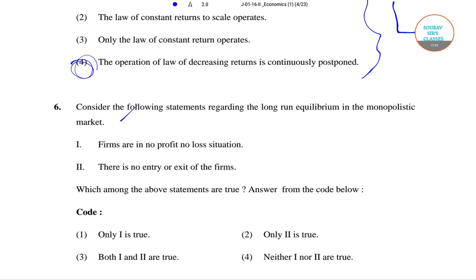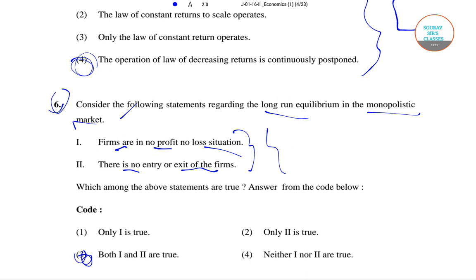Same, take your time. So in the long run monopolistic market, there are 2 things given. Firms have no profit no loss situation, and there is no entry or exit of firms. So we have to find out which one is the right answer from these 2. Take your time to find out the right answer. So I hope you guys have opted the right answer, out of which we know that both of them are right. So for question number 6, the right answer would be option 3.